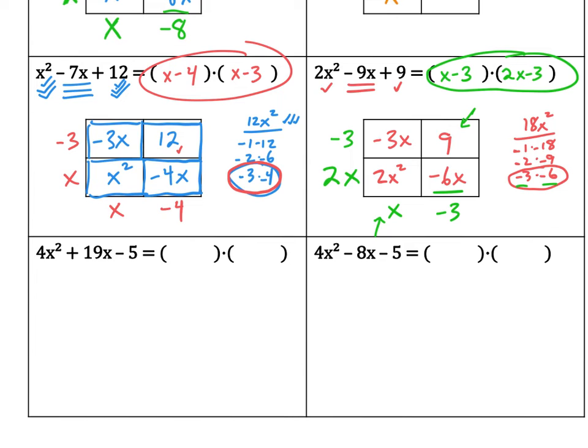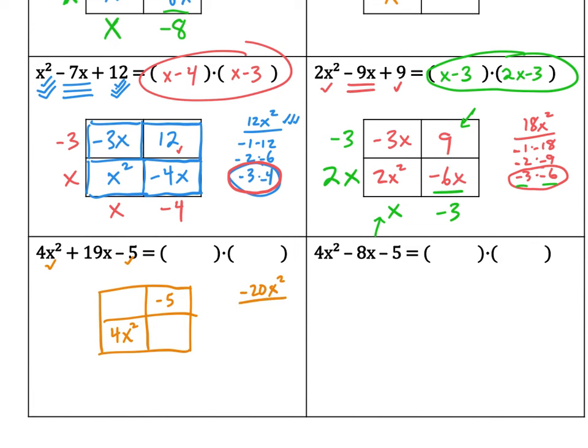All right, let's go ahead and try another one. We got to make our own boxes for this one. We've got 4x squared. We've got negative 5. Multiply the diagonal. Check, check. Negative 20x squared.